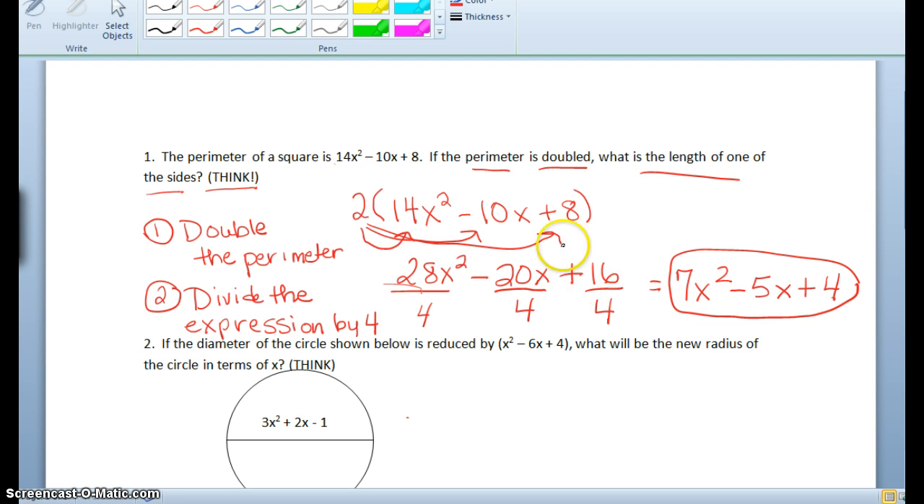Now remember, just because I have worked the problem in this manner does not mean you necessarily will. There are a couple of different ways that you can get these calculations. What's important is that you end up with the same expression as your final answer. 7x squared minus 5x plus 4. Now, let's go to the next problem.